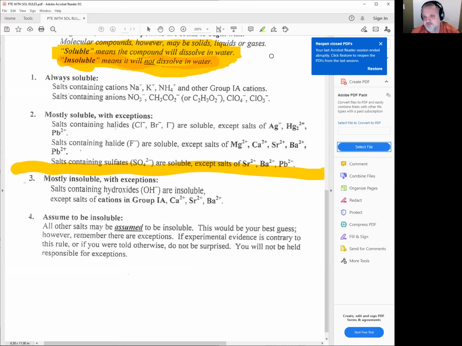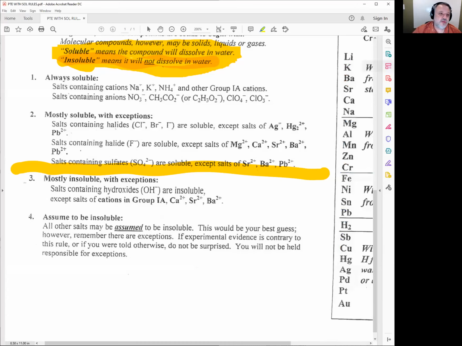Let's take a look at how it works. Okay, so in general, above the line is rules about being soluble. Below the line are rules about being insoluble. That's the natural logical distinction or cutoff between Rule 3 and Rule 2. But let's take a look at it. How do we break it down above the line?